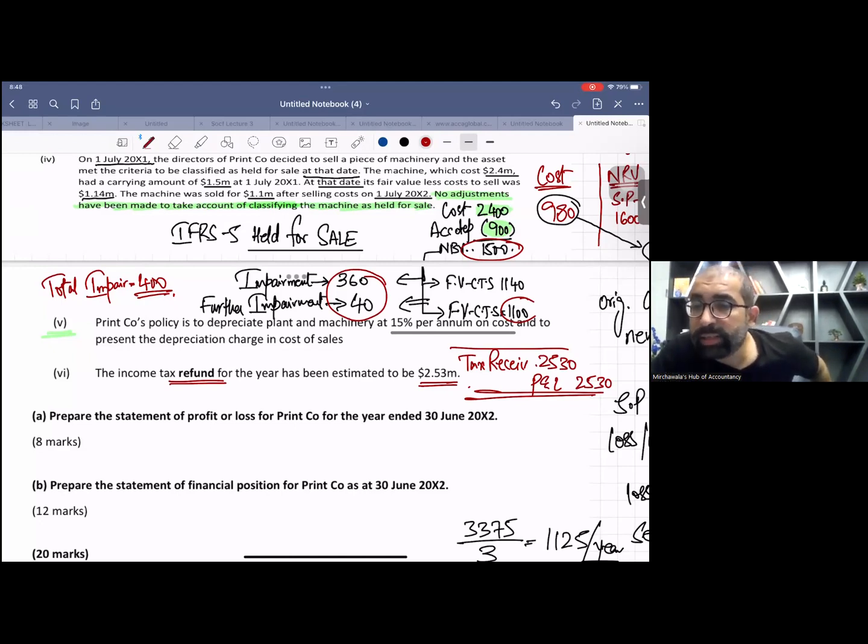And at the year end, there is a current asset which we call tax receivable. That's it. So tax adjustment was very, very easy.